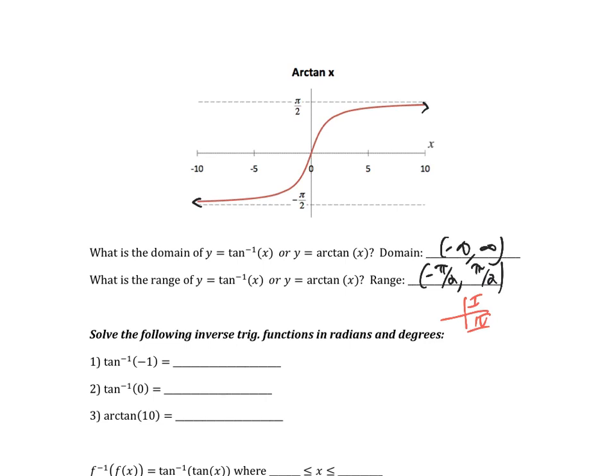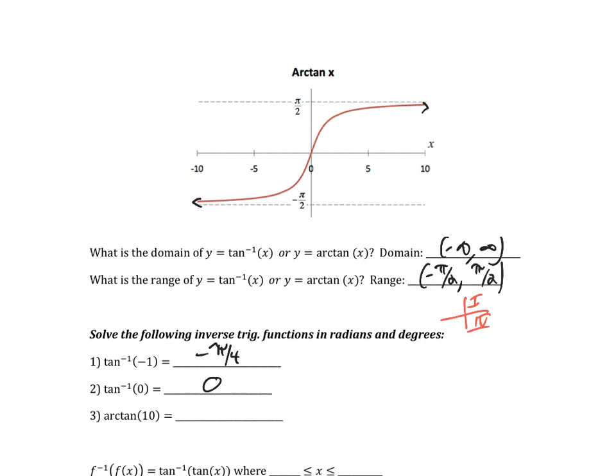Inverse tangent of negative 1, if we get back to that: where in quadrants 1 and 4 would I have a tangent value of negative 1? That would come at negative pi over 4. We need to be in quadrant 4 because we need a negative value for my ratio. Inverse tangent of 0: where between negative pi over 2 and pi over 2 would I get a tangent ratio of 0? That would be at 0 radians.